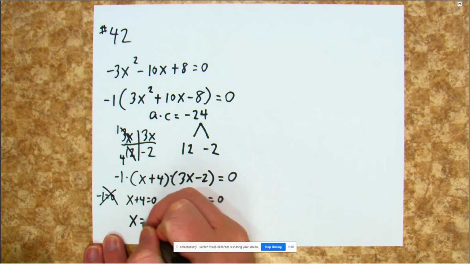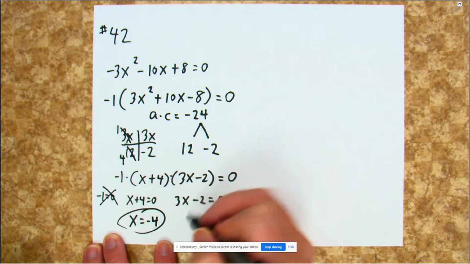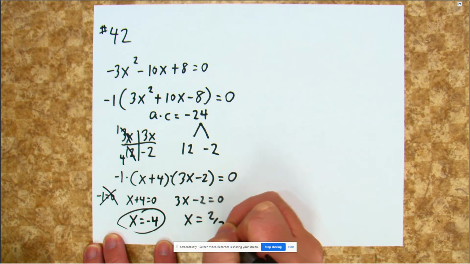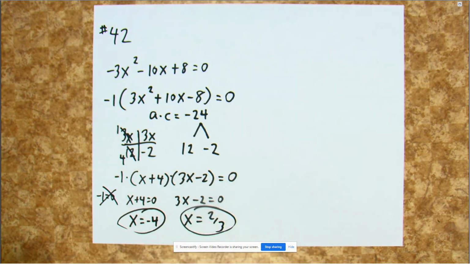Ultimately, I get two answers. -4 and the fraction 2/3, because you would have to add 2 and then divide by 3.